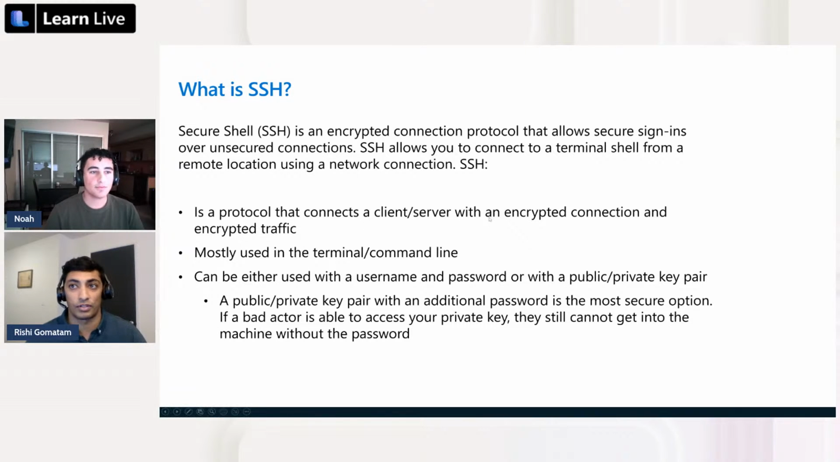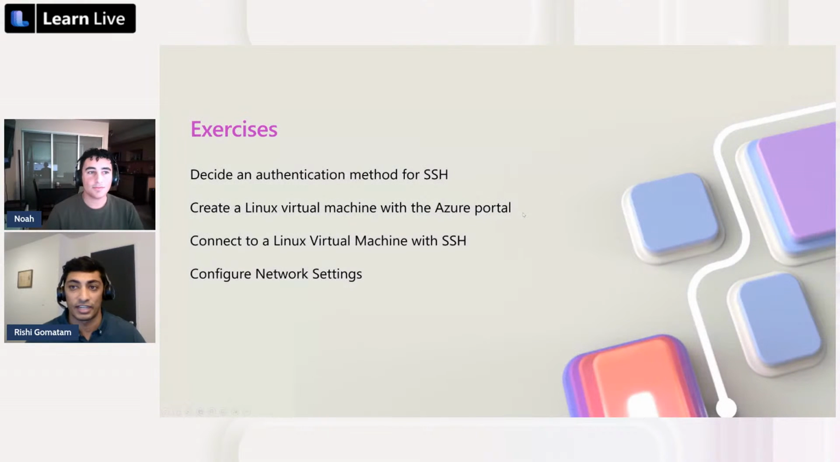So now that we've talked about pretty much all of these things, we're going to actually dive into our demo. So Noah, do you want to talk us through what the next steps we're going to perform within the portal are? Sure thing. So if you've been following along with the live learn presentation, you've probably seen some of these exercises already. So up first, we're going to decide an authentication method for SSH. Once we figure that out and we have our SSH key, we're going to create a Linux virtual machine with the Azure portal. Again, we're going to be deploying an ARM-based VM here.